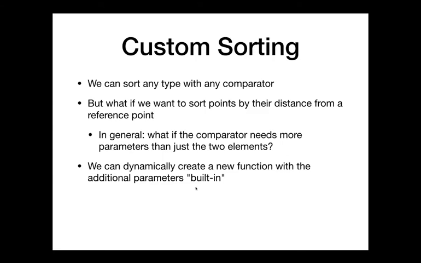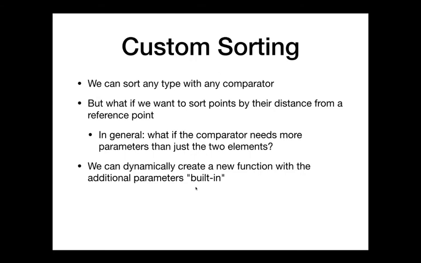So, to make this more concrete, I want to sort points, which are represented as physics vectors in the example we'll see. I want to sort them based on their distance to a reference vector. So I have some point in space and a list of points, and I want to sort this list of points based on their distance to this one point.